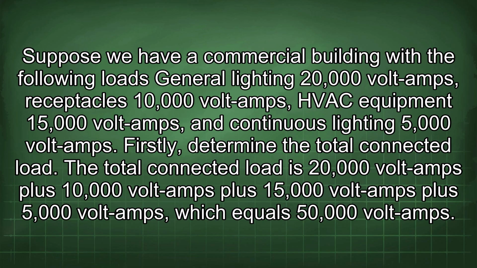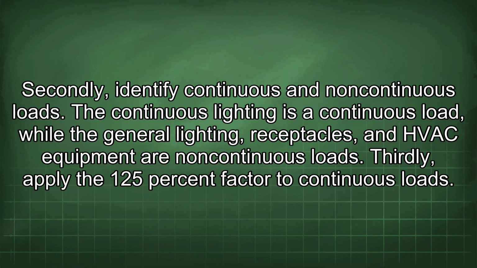Suppose we have a commercial building with the following loads: general lighting 20,000 volt amps, receptacles 10,000 volt amps, HVAC equipment 15,000 volt amps, and continuous lighting 5,000 volt amps. Firstly, determine the total connected load. The total connected load is 20,000 volt amps plus 10,000 volt amps plus 15,000 volt amps plus 5,000 volt amps, which equals 50,000 volt amps. Secondly, identify continuous and non-continuous loads. The continuous lighting is a continuous load, while the general lighting, receptacles, and HVAC equipment are non-continuous loads.